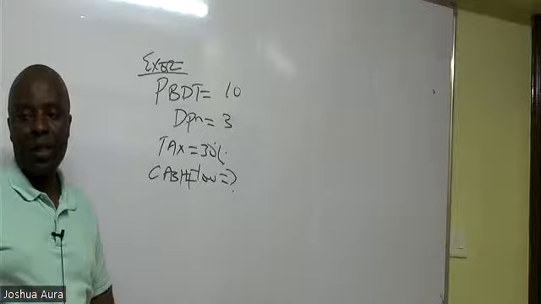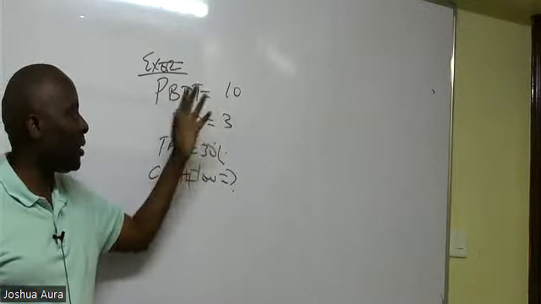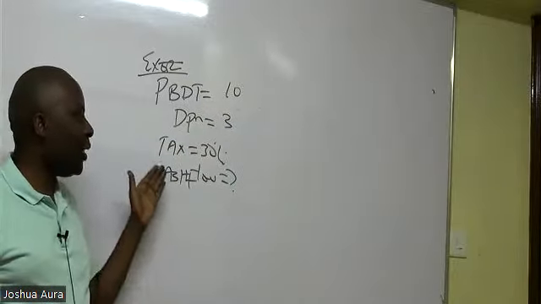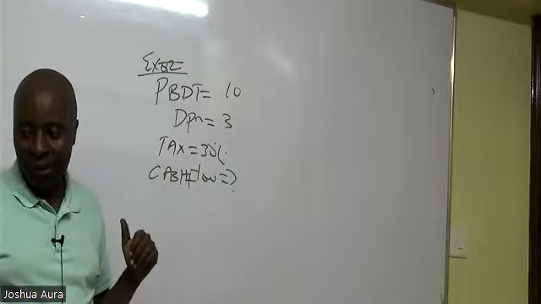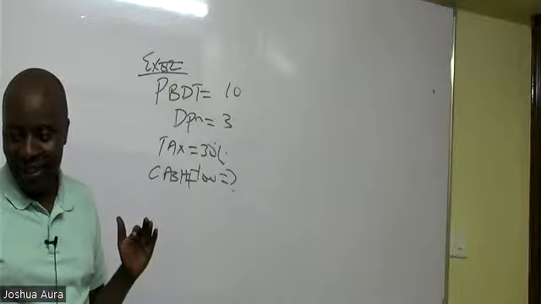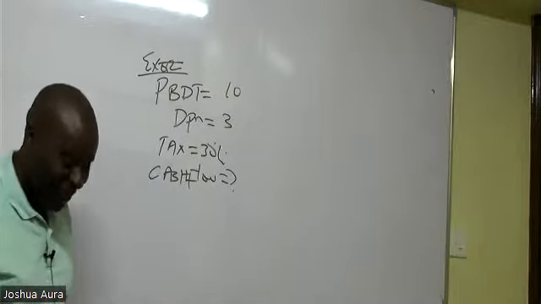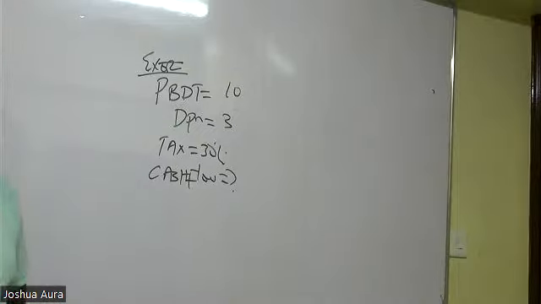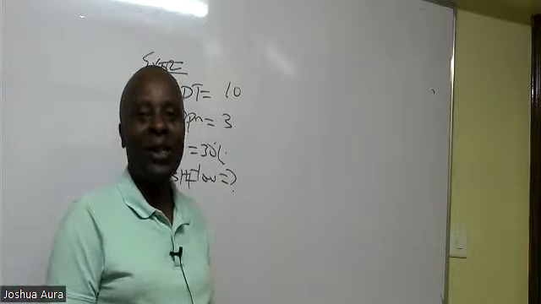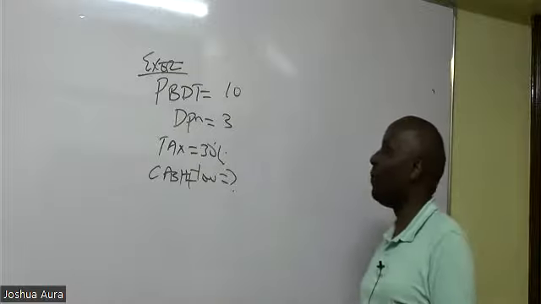Good question. They have given us profit before depreciation and tax of how much? Of 10. Depreciation is 3. Tax is 30%. Then they want us to give them cash flow. I hope Madam Musioka has seen your comment.